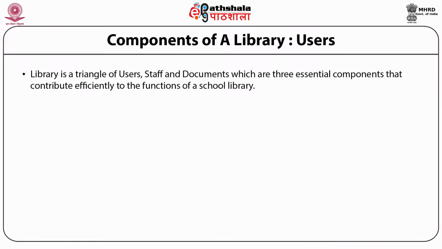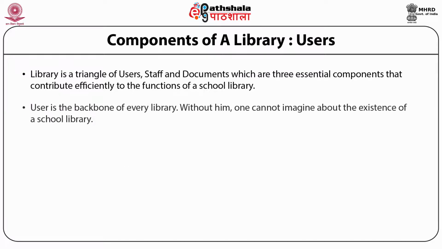Library is a triangle of users, staff, and documents, which are three essential components that contribute efficiently to the functions of a school library. Here I am talking about the infrastructure, three components of the library, that is users, staff, and documents. User is the backbone of every library. Without him, we cannot imagine the existence of any library. In a school, its students and staff are its users.